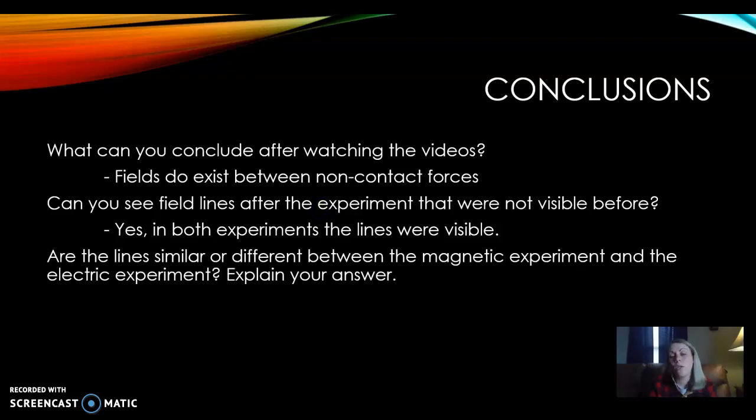So are the lines similar or different between the magnetic experiment and the electric experiment? Explain your answer. Take a second to think about this.